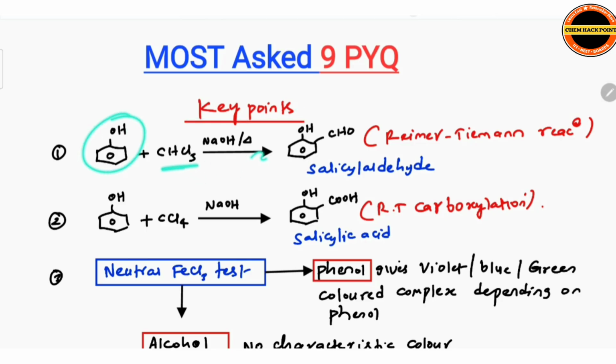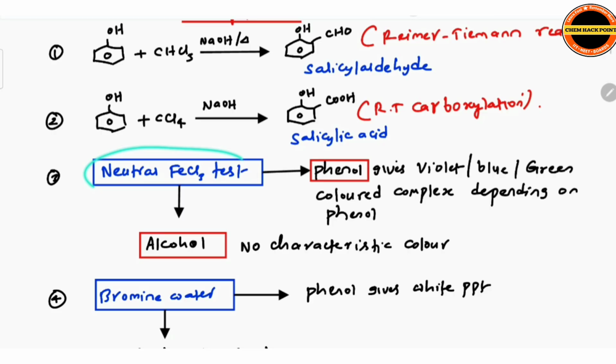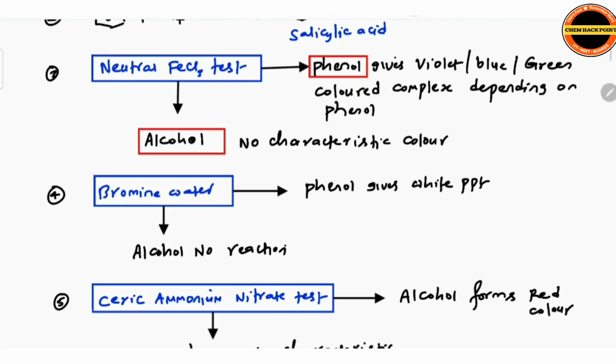Phenol, when reacting with CHCl3, NaOH and heating, forms salicylaldehyde, which is the Reimer-Tiemann reaction. Another reaction: phenol reacts with CCl4, NaOH, and salicylic acid is formed, the Reimer-Tiemann carboxylation. Neutral FeCl3 test: phenol gives a violet, blue or green colored complex depending upon the phenol, whereas alcohol gives no characteristic color. So neutral FeCl3 can distinguish phenol from alcohol.